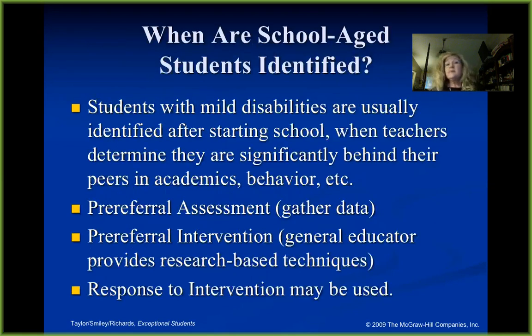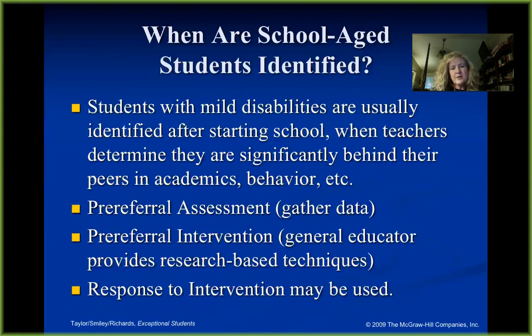Students with milder disabilities are usually identified after starting school when teachers determine that they're significantly behind their peers. And so the data gathering begins at that point. Sometimes parents are the ones who are aware that something's going on. Maybe they're comparing their child with older siblings or playmates, and they see that milestones are just not being met when they think that they should be.